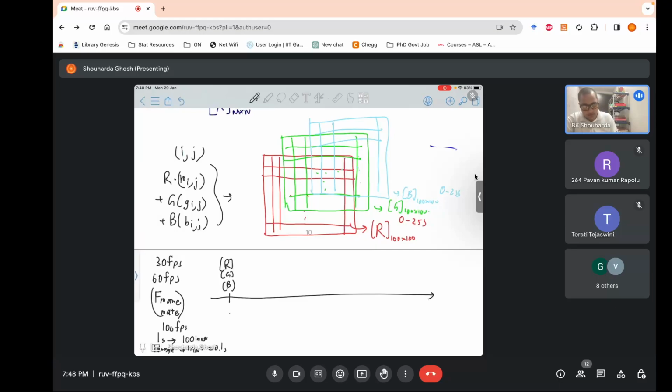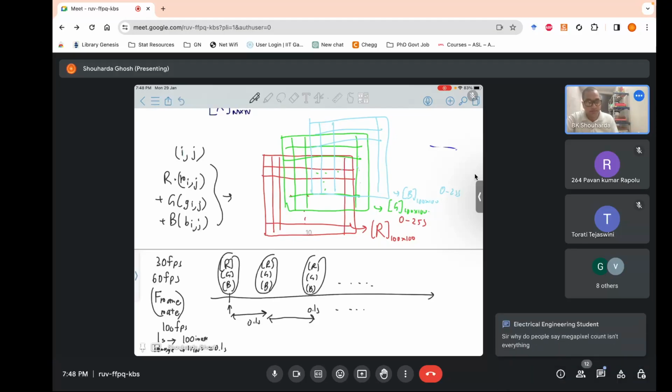So in the first interval you capture this RGB, then after some movement took place, you capture the next RGB after the next interval, and then again the next RGB. So this is the video. When you are taking the video, you are actually capturing all this data.